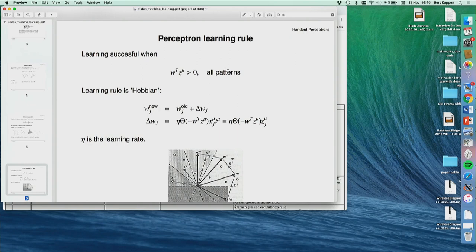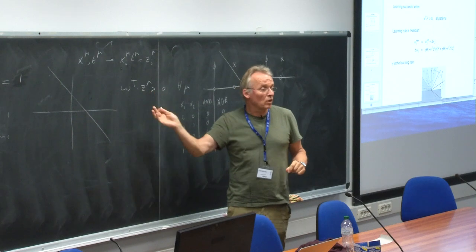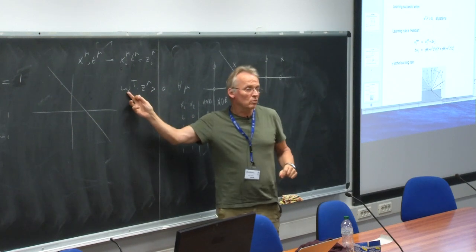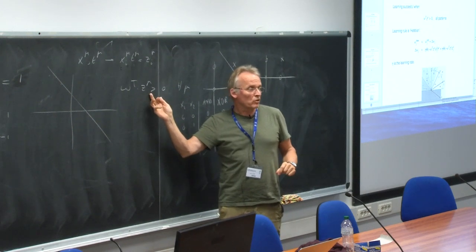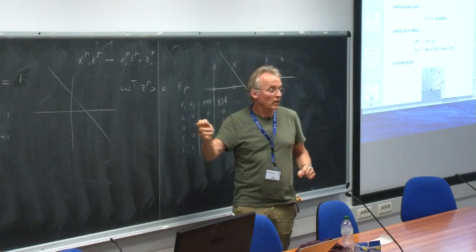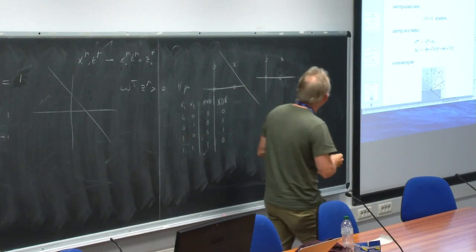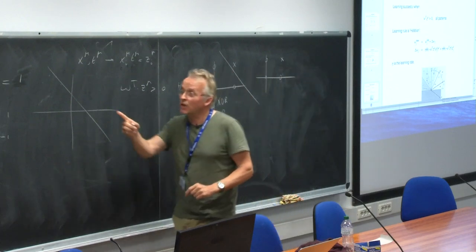For one example, you start with the current weight vector, W, and you present your example. You look at the inner product, Z, and whether it's positive with that example. If it is, you don't adapt W. And if it's not positive, you adapt it. And this is the simple rule, given here on this slide.